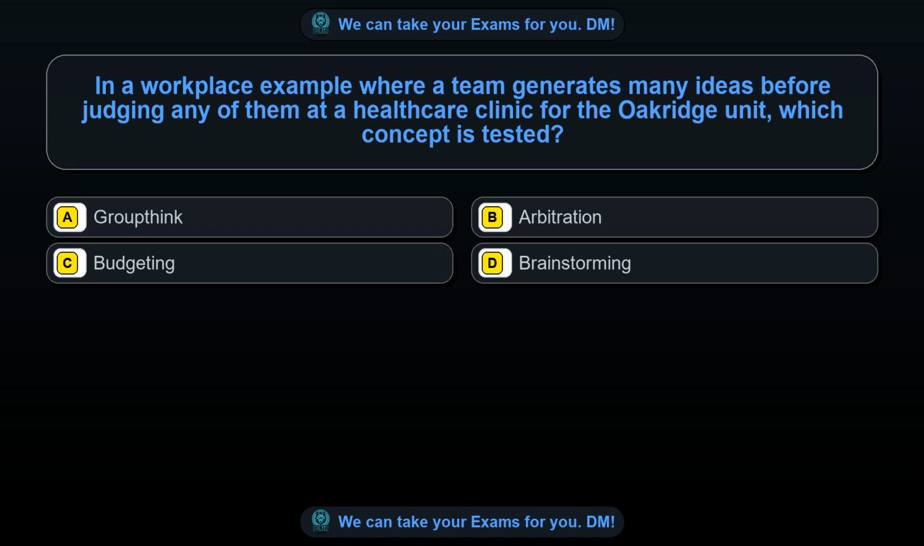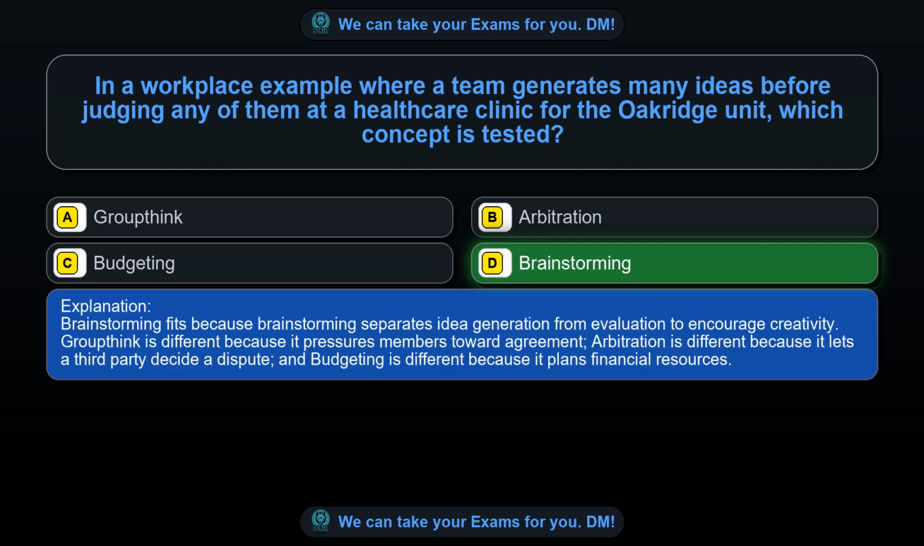Question 89. In a workplace example where a team generates many ideas before judging any of them at a healthcare clinic for the Oak Ridge unit, which concept is tested? Option A, groupthink. Option B, arbitration. Option C, budgeting. Option D, brainstorming. The correct answer is option D, brainstorming.